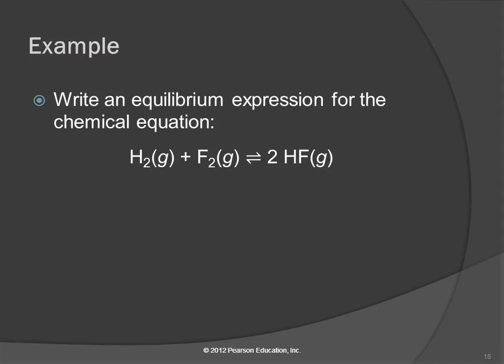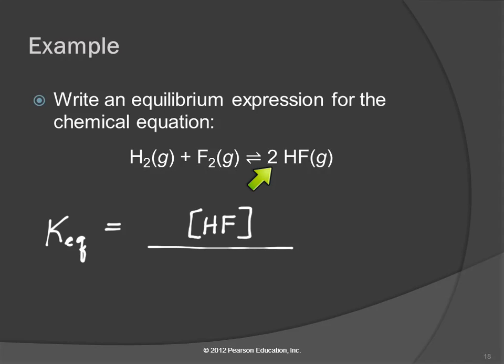So let's do an example. Let's write an equilibrium expression for this chemical equation. So we're going to say KEQ for equilibrium constant is equal to, so we're going to look at, it's always the products over the reactants. So here's our product, HF. So we'll put brackets around that to indicate the concentration of HF. And there's a coefficient of 2. So that means that becomes the exponent for that one.